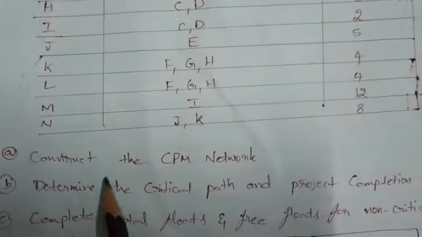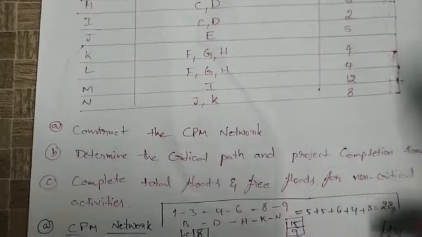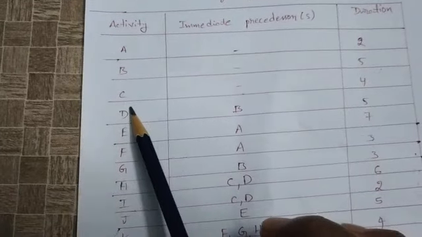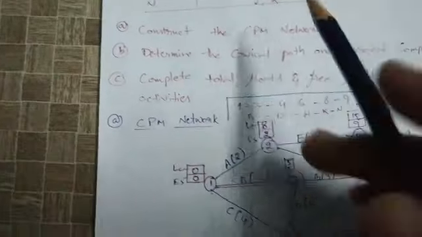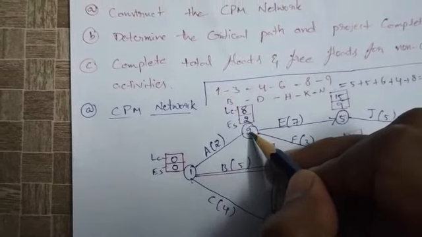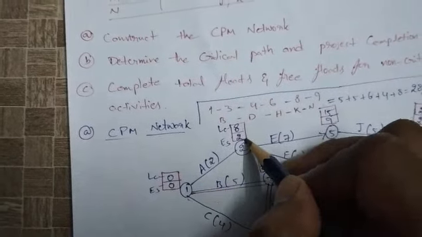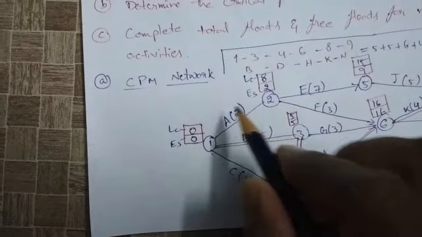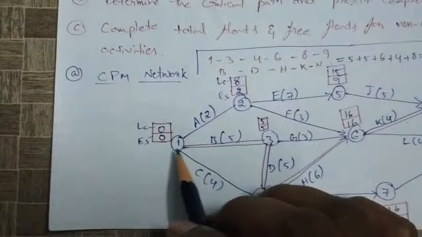First, you have to construct the CPM network, so you can draw the CPM network diagram. First of all, take activity A, whose immediate precedence is nil; B, whose immediate precedence is nil; and C, also nil. So first take activity A, which is from node 1 to 2. Second, B also starts from the first node, and C as well. The duration of A is 2, B is 5, and C is 4.